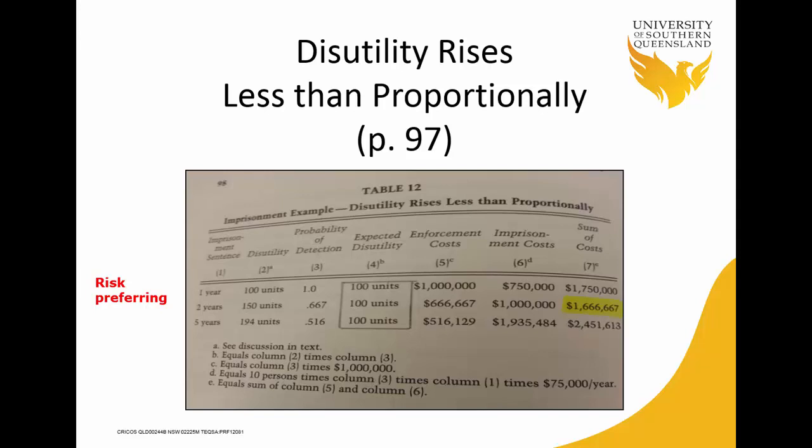Okay, so after 1 year they have 100 units of suffering. If you put them there for 2 years, the suffering is not going to double. It's going to be like 150 units. And if you put them there for 5 years, it's going to be only 194 units.